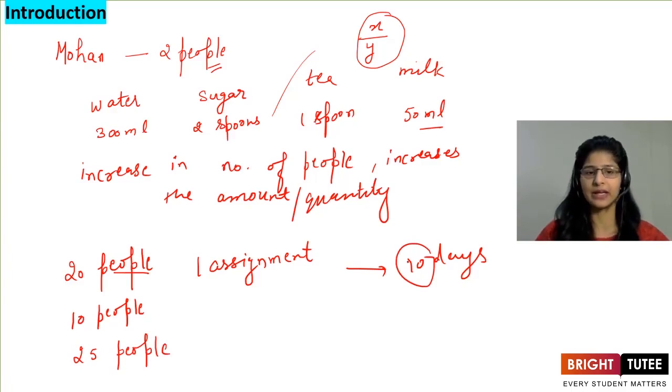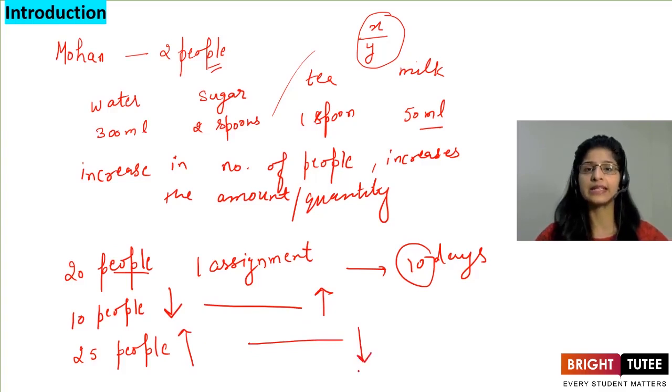So here what is happening? When you decrease the number of people, the number of days increases. When you increase the number of people, the number of days decreases. This kind of relation or variation is known as inverse proportion. Increasing one decreases the other. Clear? So this is what we mean by direct and inverse proportion.